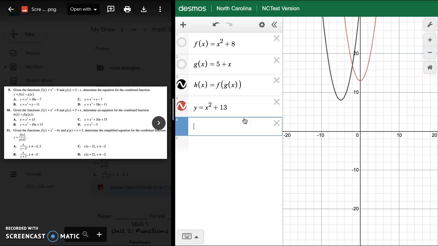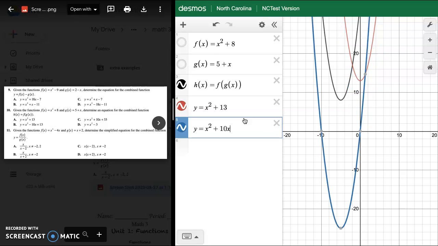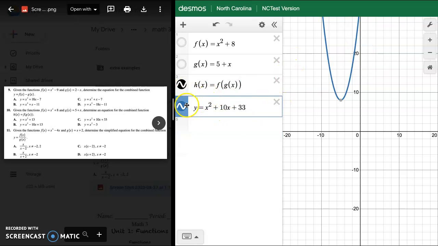Then I have y is equal to x squared plus 10x plus 33. And I can see now the blue one overlaps the black one. So when I originally went through this, I typed answer choice C in wrong.